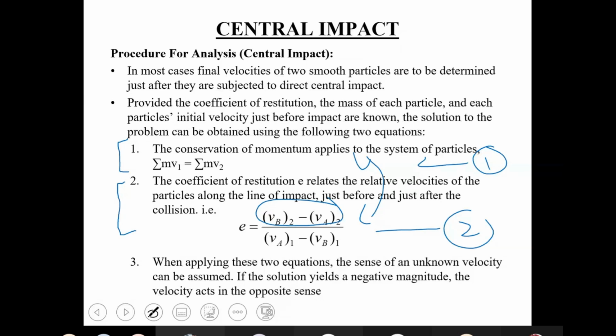So जो भी आपका सेंट्रल इम्पैक्ट का प्रॉब्लम आए, आपने ये दो स्टेप्स उस पे करने ही करने हैं कि पहली स्टेप में कंजर्वेशन ऑफ मोमेंटम अप्लाई करनी है और सेकंड स्टेप में आपने कोएफिशिएंट ऑफ रेस्टिट्यूशन अप्लाई करनी है। So these are the two steps which are going to be used for the analysis of any problem relevant to central impact. Is this point clear to all of you?